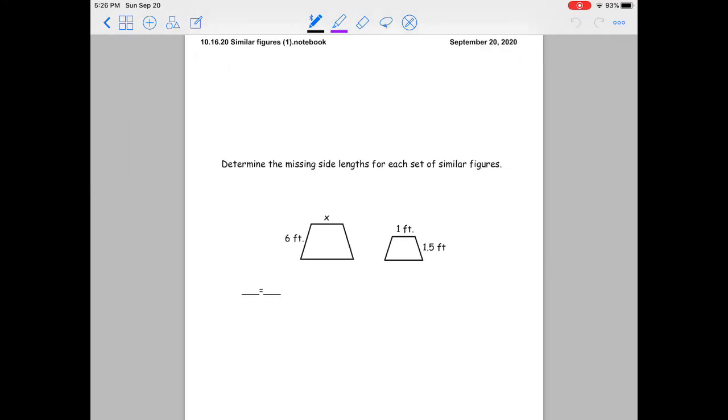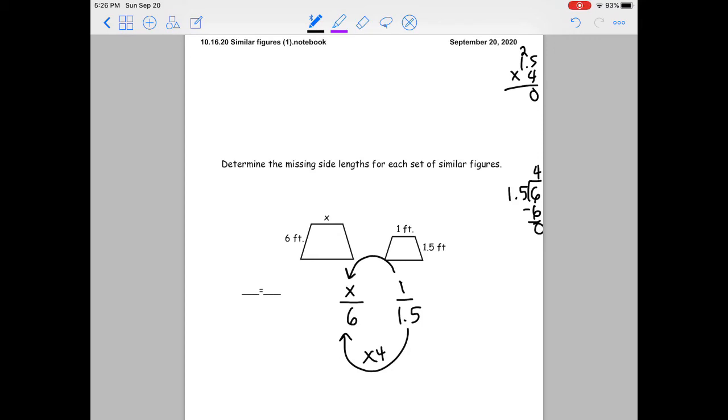So we're determining the missing side lengths for each set of similar figures. So we have x and 6, and we have 1 and 1.5. Well, how do we go from 1.5 to 6? Let's see. 1.5 can go into 6. How many times? 1.5 times 4 is 6. So it can go in 4 times, which is 6. So times 4. What is 1 times 4? We get x equals 4.